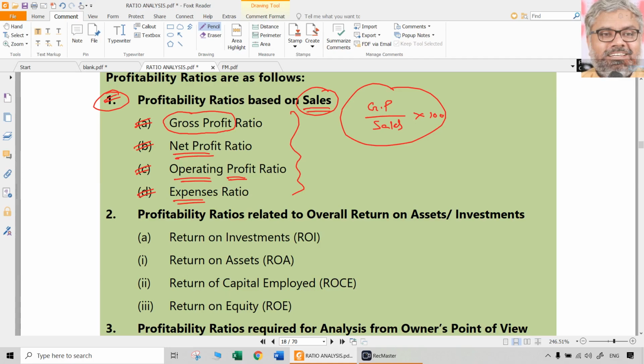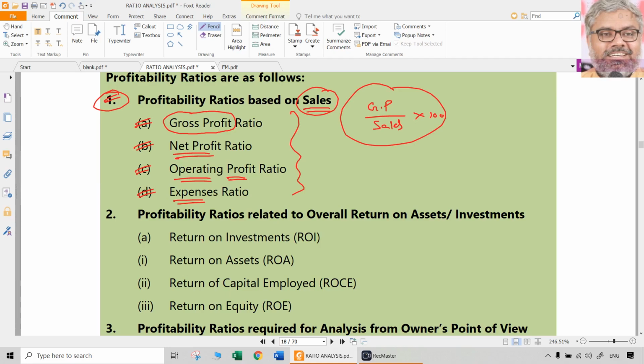Expense ratios can be many. There can be a cost of goods sold ratio. In all the cases, the name itself will be in the numerator, and the denominator is sales. There can be an operating expenses ratio. Operating ratio is different, operating expenses ratio is different, operating profit ratio is different. These three are to be carefully observed in the questions.